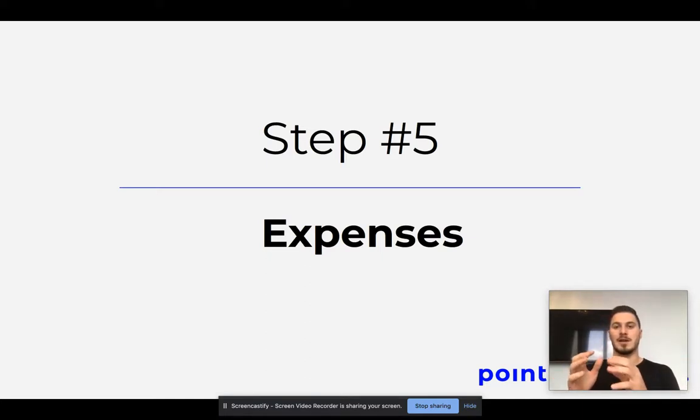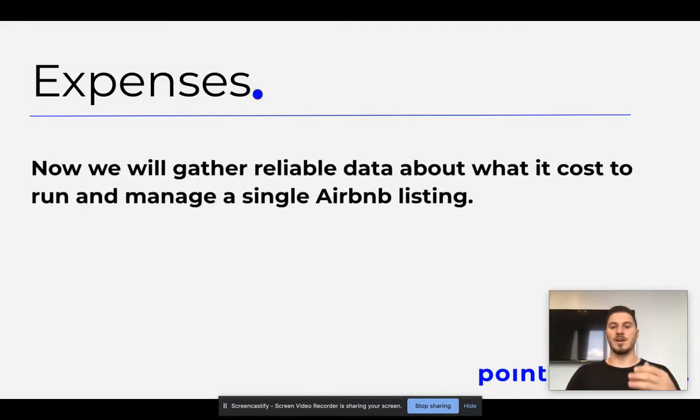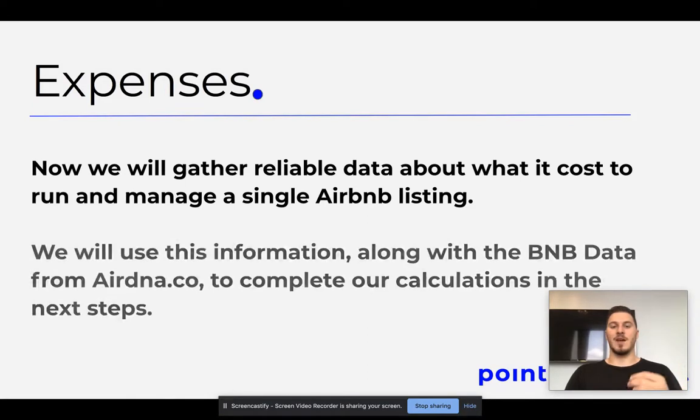We're going to get all the data on expenses based off of the location that you're in. So your own city, you want to know exactly what the expenses are for your city. We're going to gather the reliable data and figure out how much it costs to manage a single Airbnb listing, depending on the unit size that you're interested in, or a variety of unit sizes, so 2 bedroom to 4 bedroom. And we will use this information alongside the B&B data from AirDNA to complete the calculations in the next step, okay?